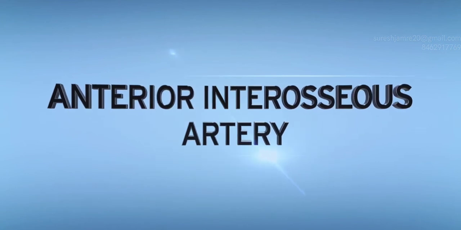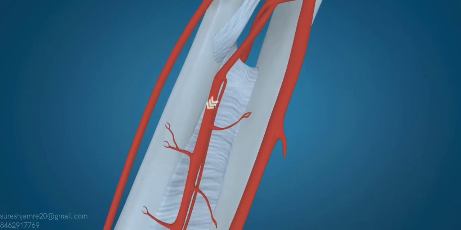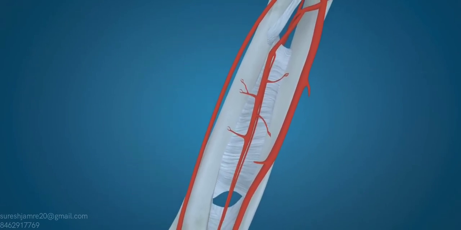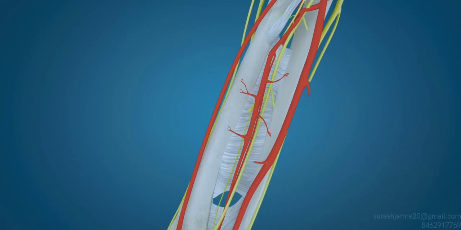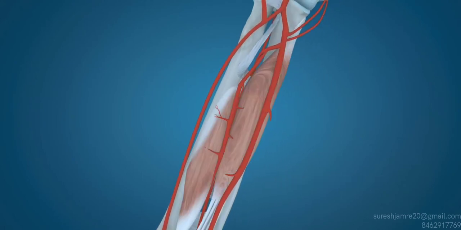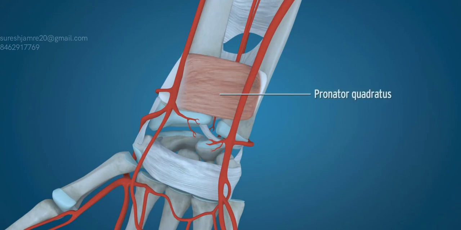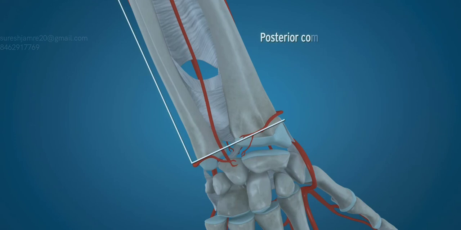Anterior interosseous artery. It is one of the terminal branches of common interosseous artery. It descends downwards in the deeper part of the front of forearm on the interosseous membrane. It is accompanied by the anterior interosseous nerve. The artery is situated between the flexor digitorum profundus and flexor pollicis longus. When it reaches the upper border of pronator quadratus, it pierces the interosseous membrane and enters the posterior compartment of forearm.